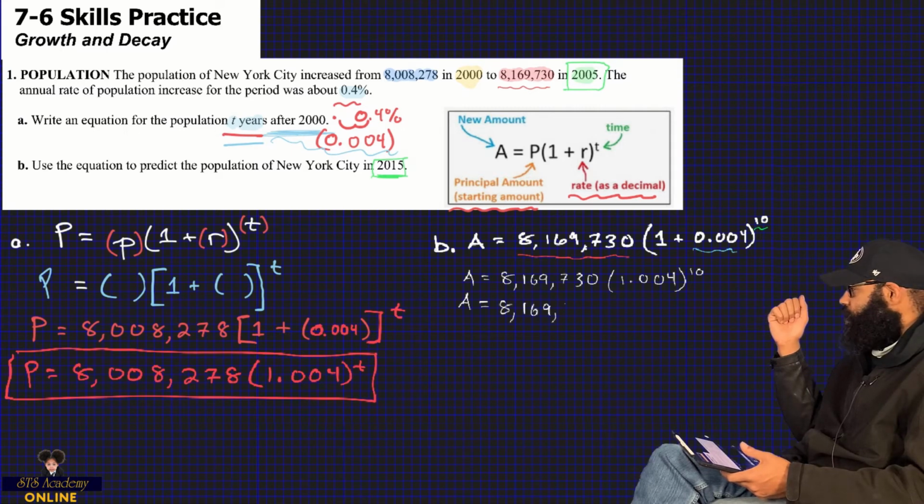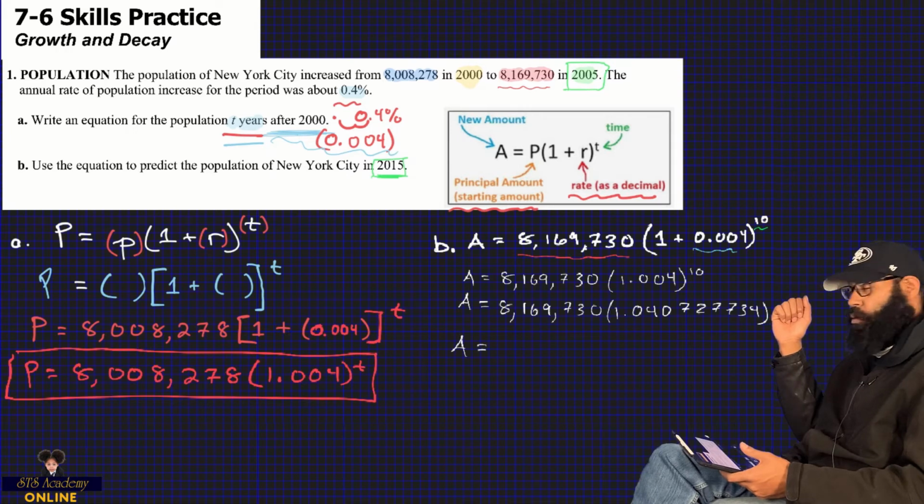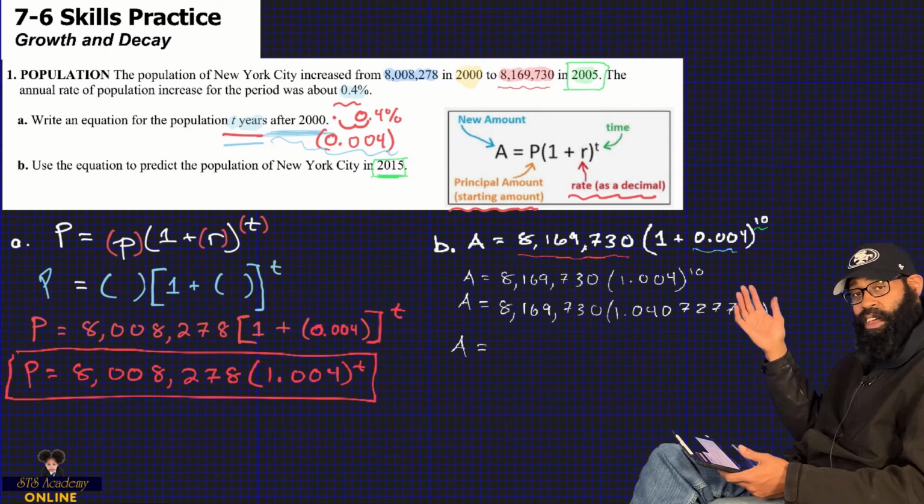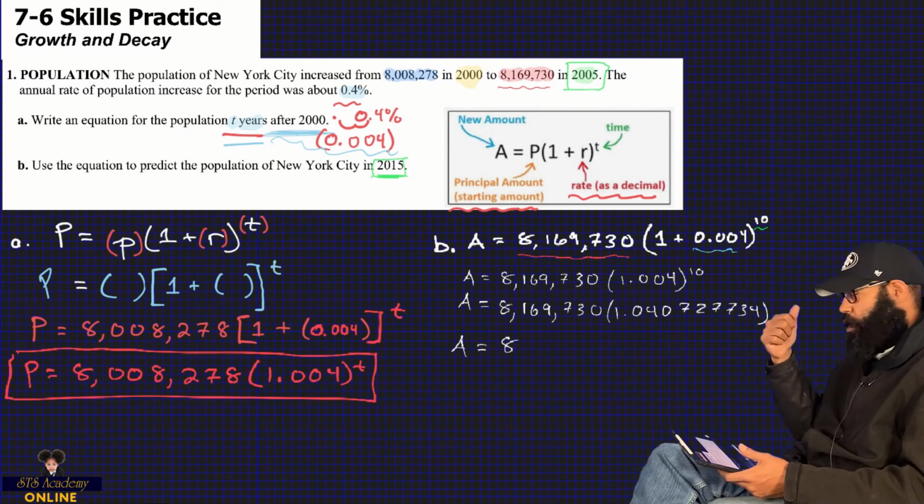So 8,169,730 times 1.004 to the 10th power, which is 1.040727734. I wonder if that's it, or did I just stop writing it? So again, calculator always, right, and handy. And I'm going to get a big number.